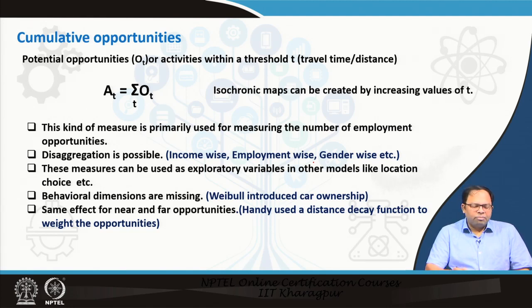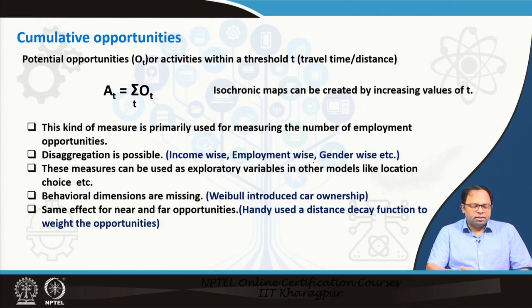And we can see that this just measures the opportunities. Behavioral dimensions are missing. That means the socioeconomic characteristics and all the other things, like Weibull introduced car ownership, since people with different car ownership have different accessibilities in cumulative opportunities. So that also plays a role, and those dimensions are missing.